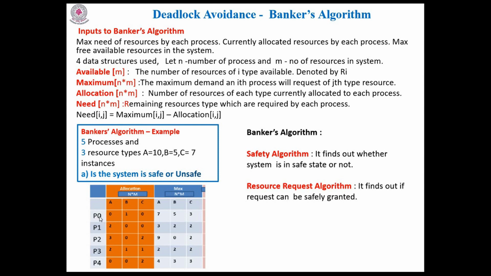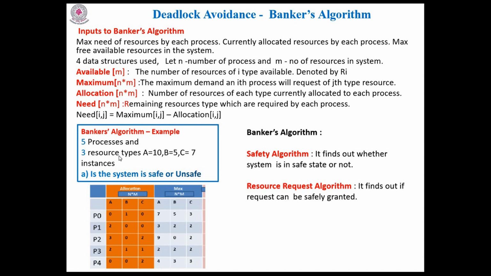Like P0 requesting maximum is 7 A type, maximum 5 B type, maximum 3 C type. But the system has allocated 0, 1, 0. So that means A type 0, B type 1, C type 0. Like this, the system is allocated.